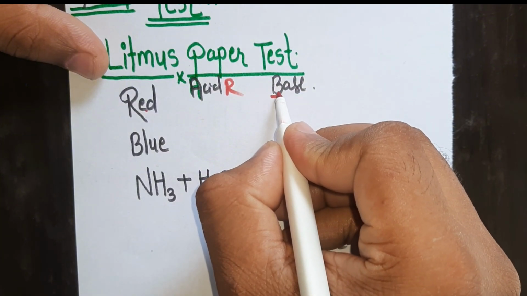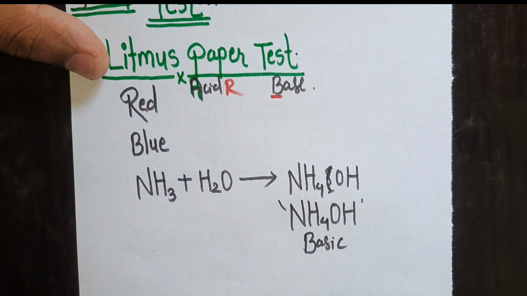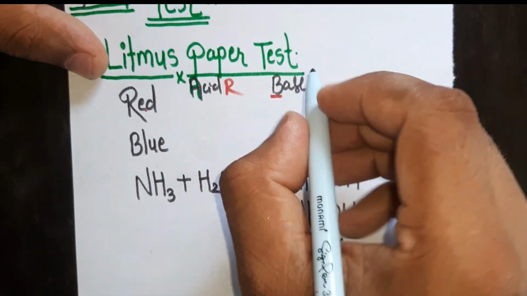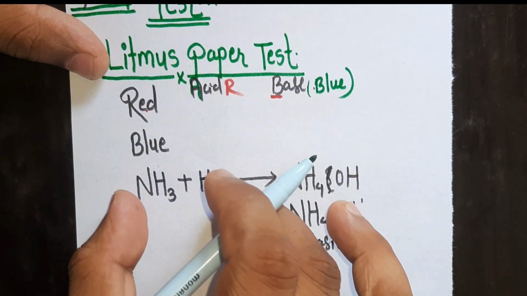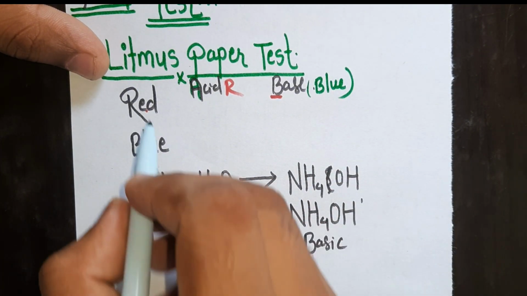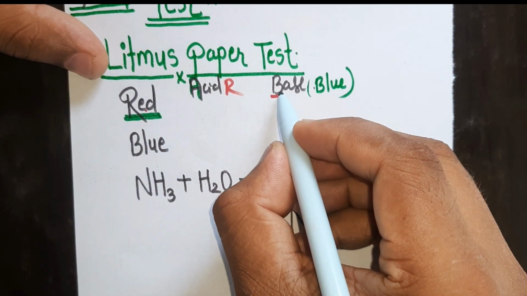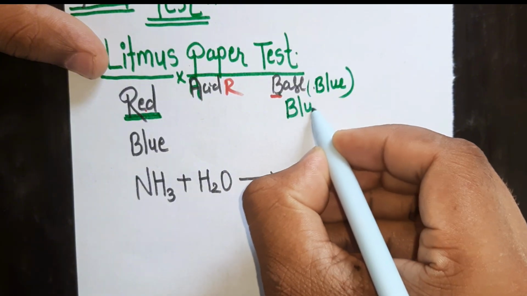Like that, see here, the first letter of base is B. So you can memorize this with this trick: any litmus paper that is inserted into the base will turn blue. Now, as you know, ammonia gas is basic in nature. So whenever you insert a red litmus paper into a basic solution, it will be converted into blue color.